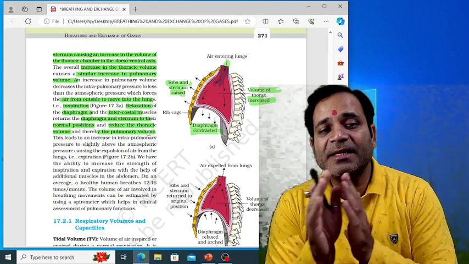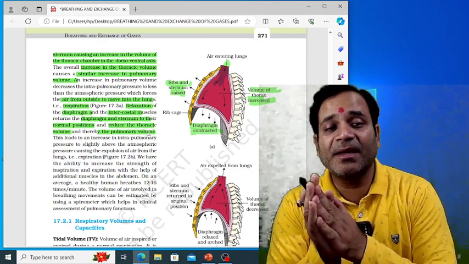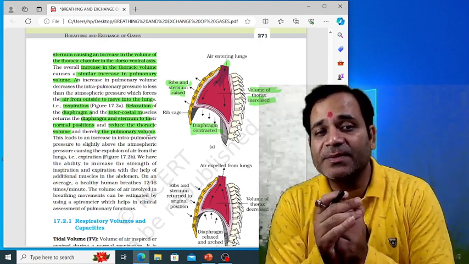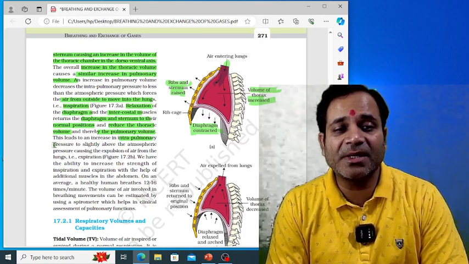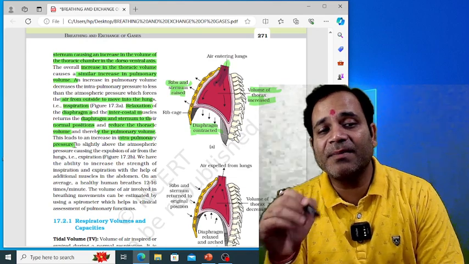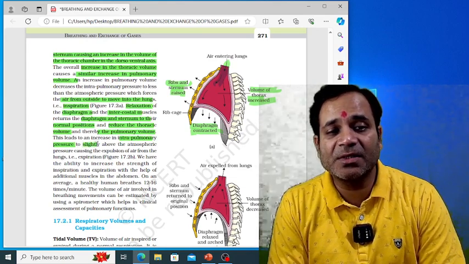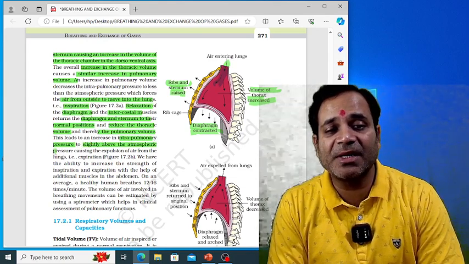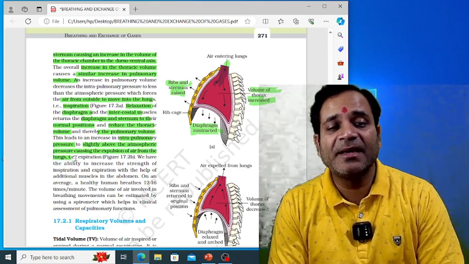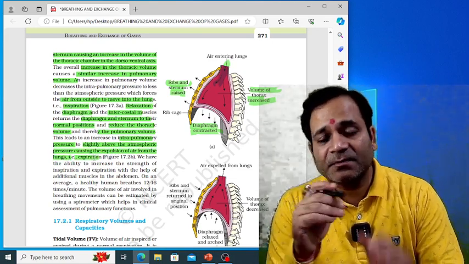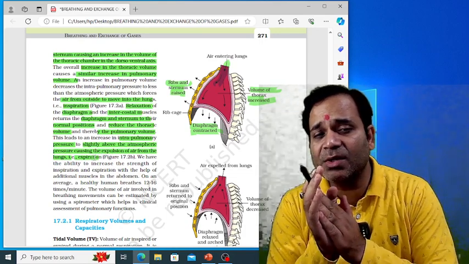So this leads to an increase in intrapulmonary pressure. Here the increment is of the intrapulmonary pressure. Once this intrapulmonary pressure increases to slightly above the atmospheric pressure, it causes the expulsion of air from the lungs. That is expiration. So this is the important line to understand.